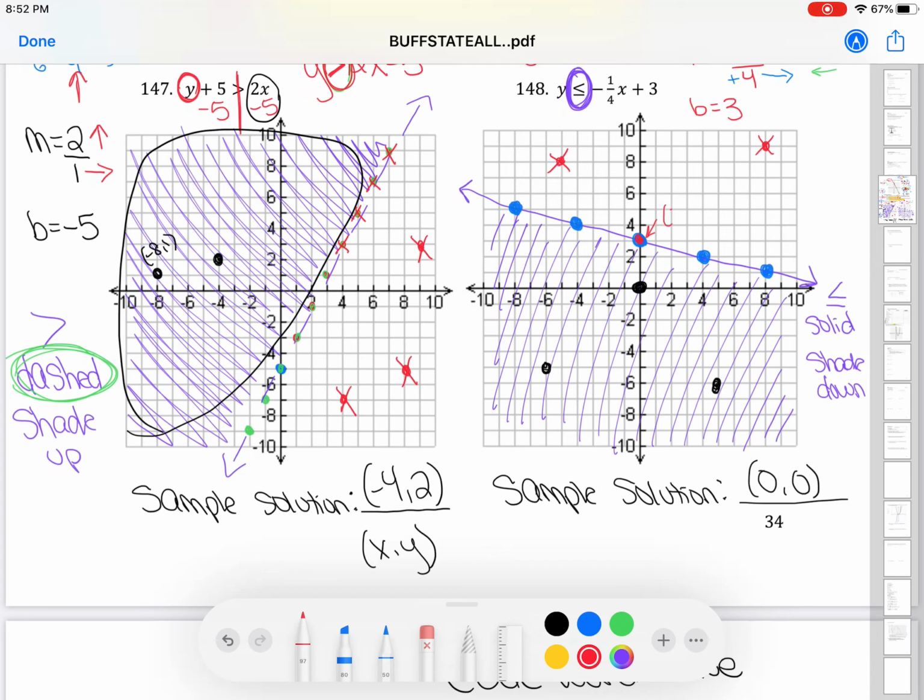So if you wanted to, because this is a solid line, you could use this as a solution. 0, 3 is a solution to this one. This point right here, 4, 2, is also a solution to this inequality.